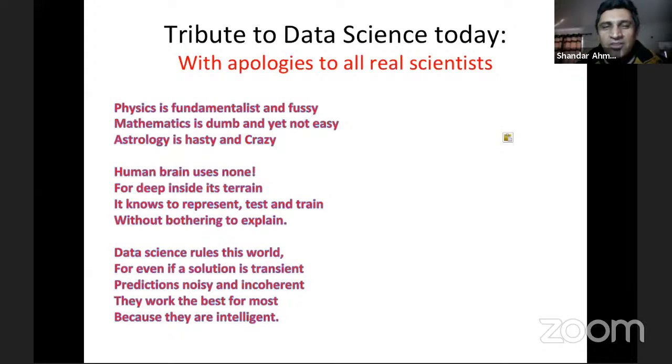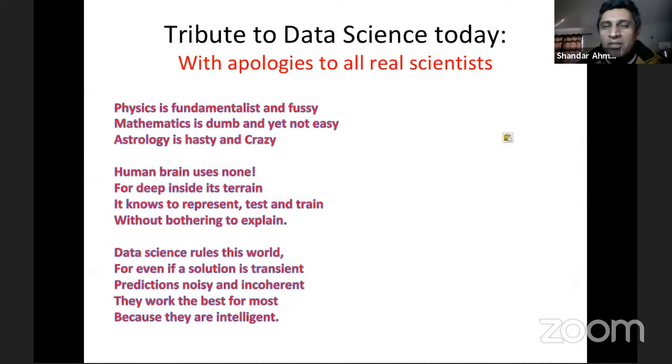So this is with a little apology, of course, because it takes a slightly exaggerated view of the situation, just for fun. So physics is fundamentalist and fussy. Why is it fundamentalist? Because physics always looks for the fundamental laws of nature, the basic laws of nature. That is why it can be called fundamentalist, limiting itself to the fundamentals.